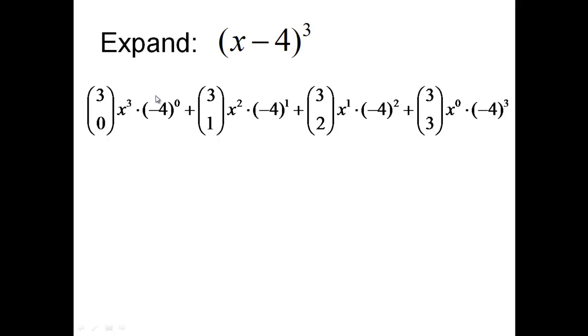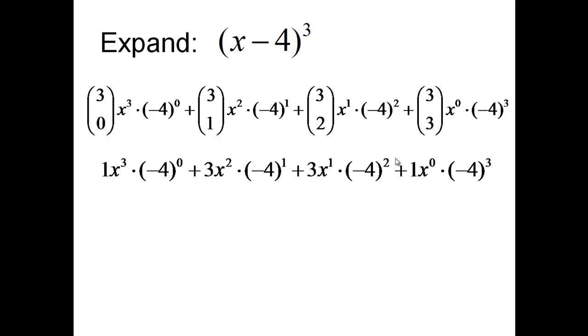Negative 4 to the 0 is obviously going to become 1, but negative 4 to the first is going to be a negative. This second term is going to be negative. Then we've got a negative 4 to the second power, which is going to make this positive, so the third term is going to be positive. Finally, our last term, negative 4 to the third, is going to be negative, so this last term is going to be negative, which if you think about it makes sense. We should multiply out and alternate positive, negative, positive, negative.